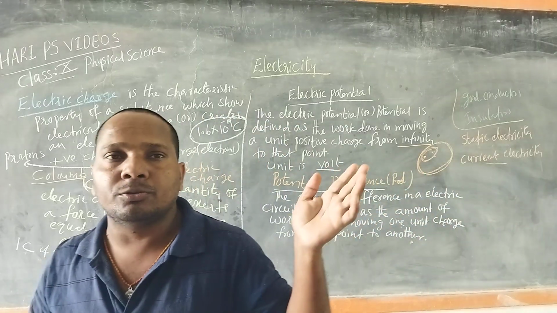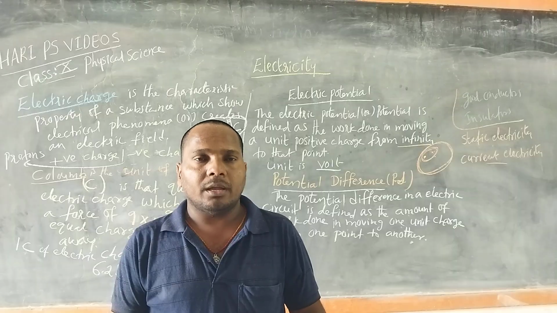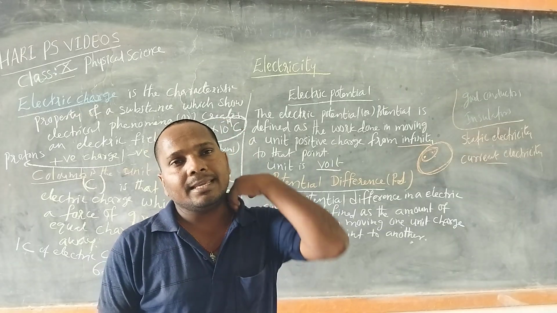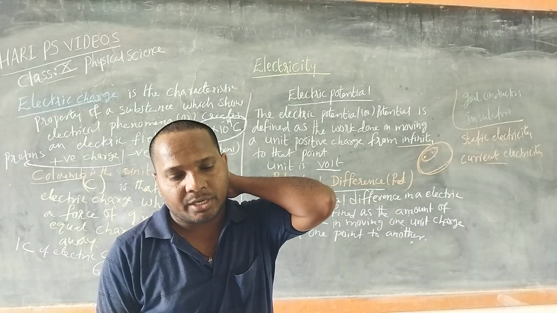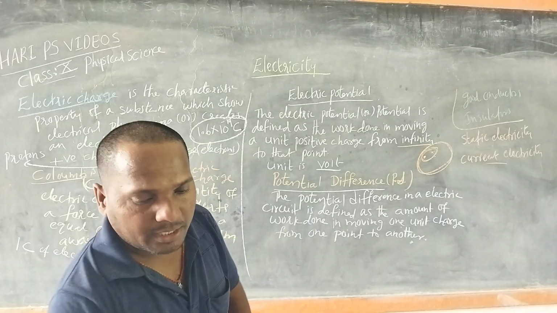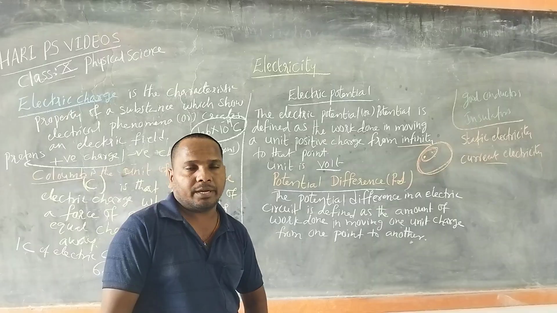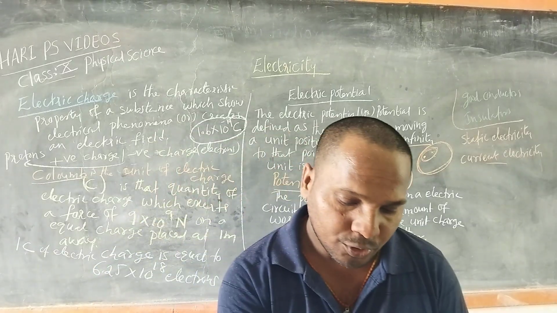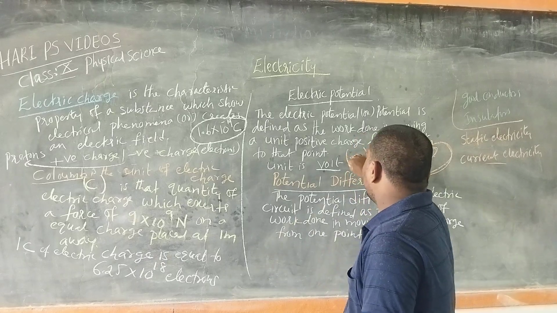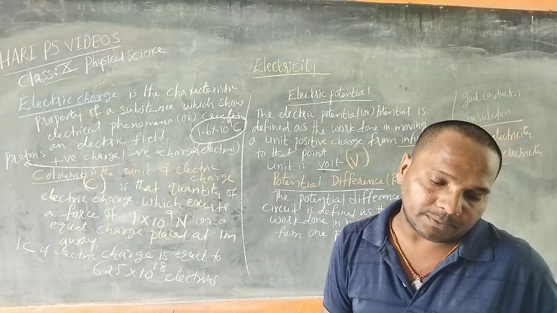To move the positive charges in an electric field, we need to do some work. That work done to move a unit positive charge in an electric field is called electric potential, or simply potential. Potential is denoted by the symbol V and measured in volts.